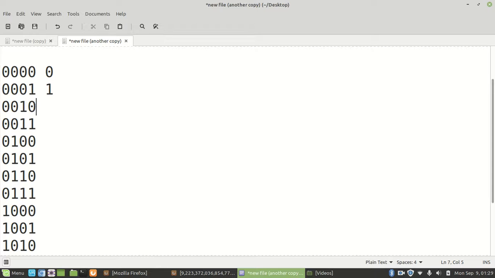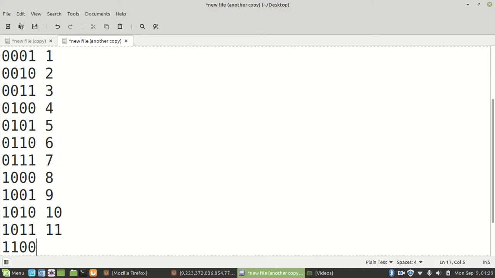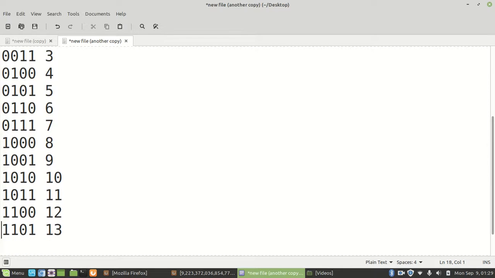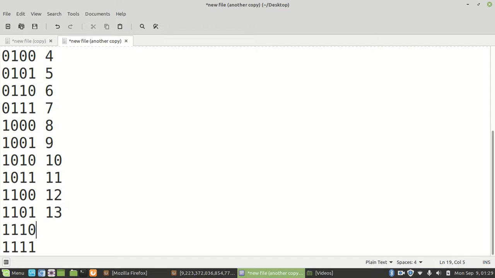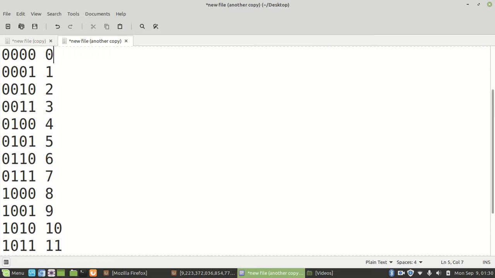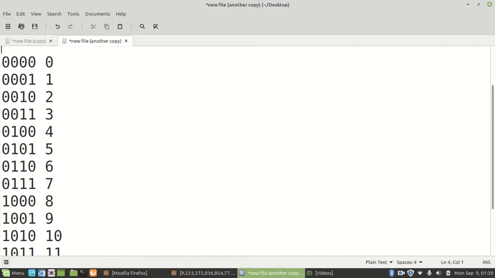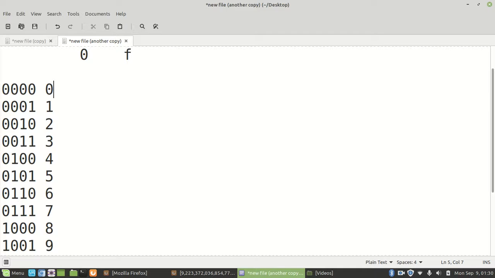So what this would be in decimal is 0, 1, 2, 3, 4, 5. We use decimal every day, that's the human numbering system. 8, 9, 10, 11, 12, 13, 14, 15. And this represents 16 patterns. This is 4 bits, and 2 to the fourth power is 16, so there are 16 combinations, and that's how you represent the numbers 0 through 15 inside of a computer.